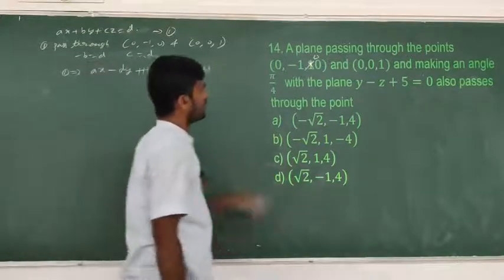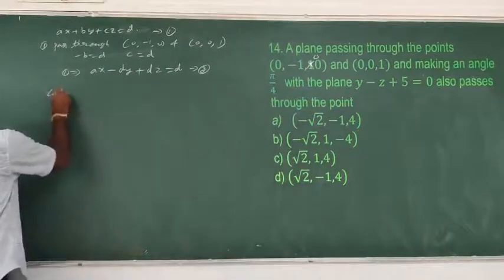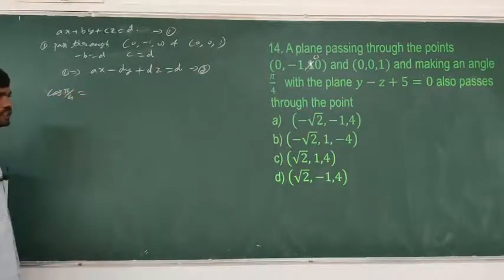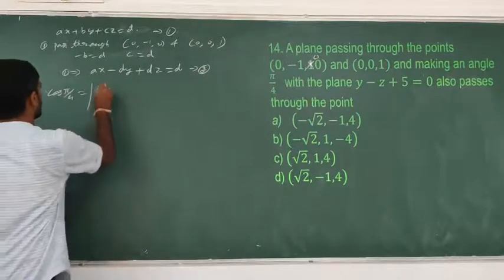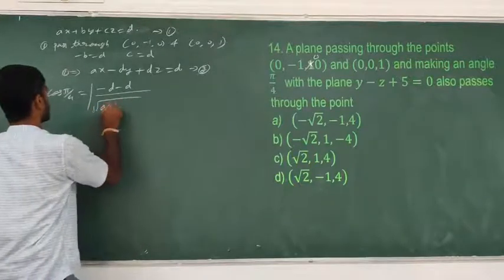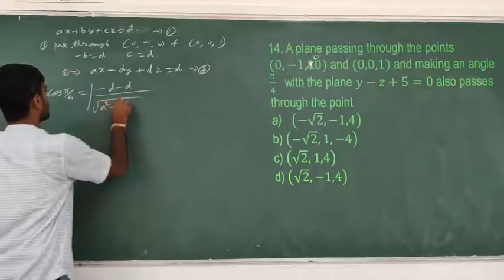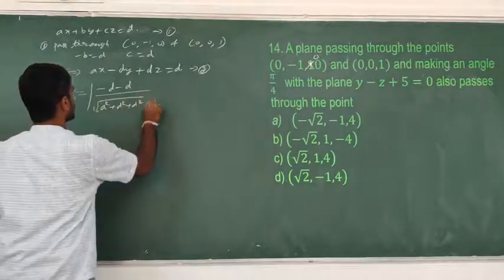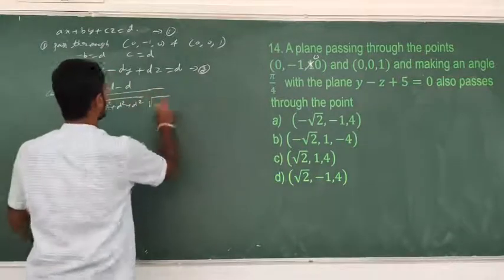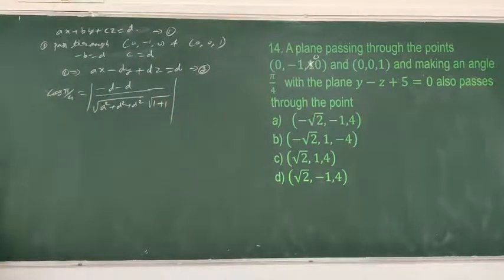And also given that it makes an angle pi by 4 with the plane y minus z plus 5 is equal to 0, then cos pi by 4 is equal to, so that is d2 minus d1 divided by square root of a square plus d square into square root of, here you get 1 plus 1, okay. Minus d divided by square root of 1 plus 1.